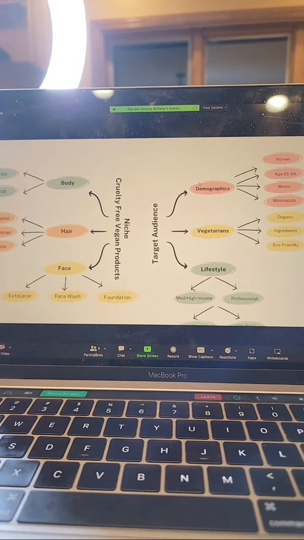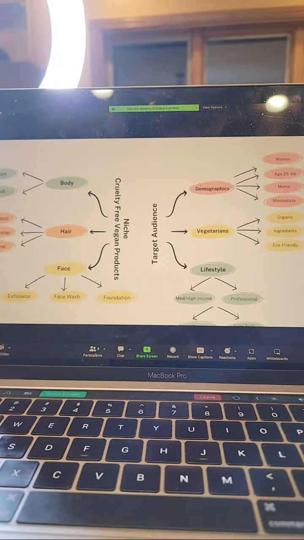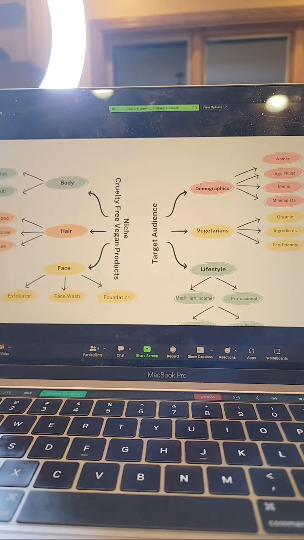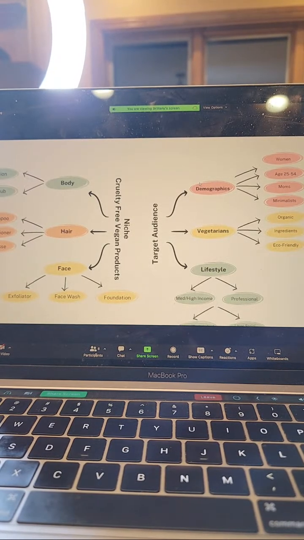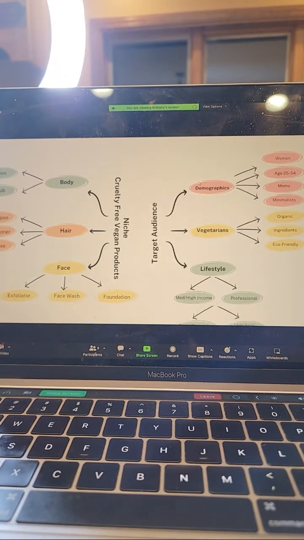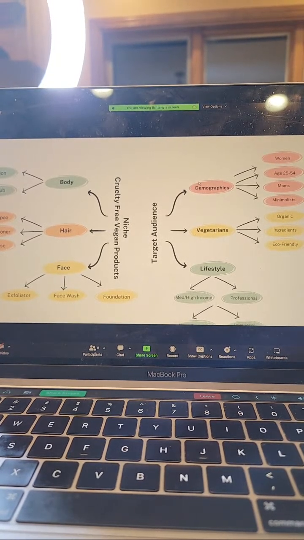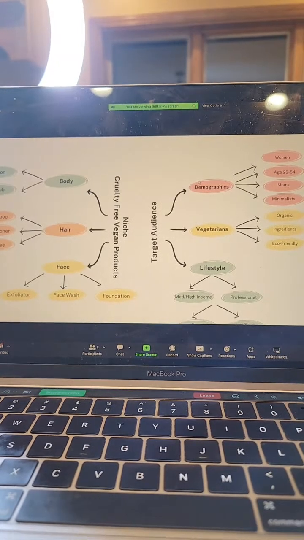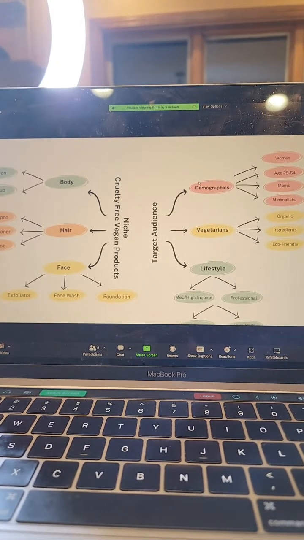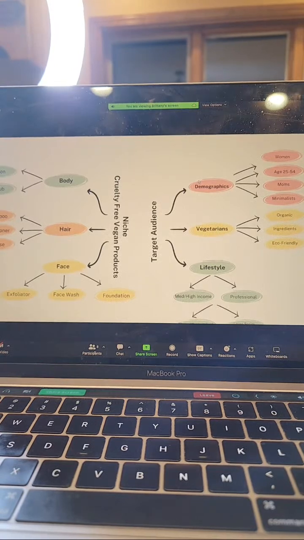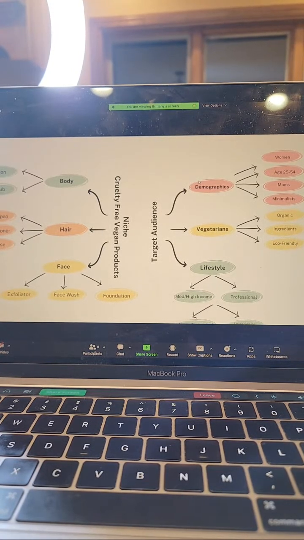So again, niche is what you are promoting, and target audience is the people you are targeting. So for these cruelty-free vegan products, who do I want to target? There are lots of people in the world, but the reason you don't want to target everybody is because... how do I word this, Andre? You don't want to target everybody because why?